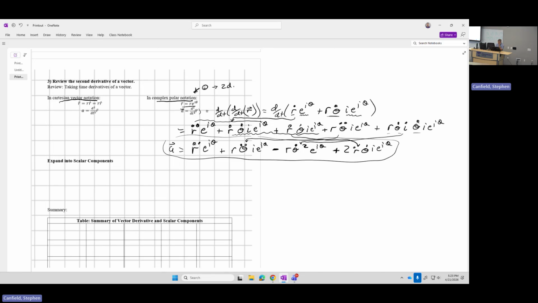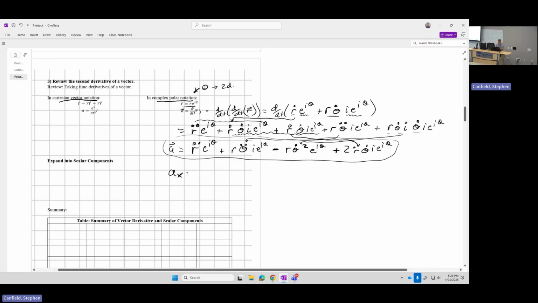And then to expand, we've just got to take our cosine and sine. So the x component is going to be the cosine of each of these terms, and the y component is going to be the sine of each of these terms. So an r double dot cosine theta, and r double dot sine theta. Second term is r theta double dot times the cosine of the angle. Now the angle is e to the i theta rotated by i. That means rotated by 90. So cosine of theta plus 90, and r theta double dot sine of theta plus 90.